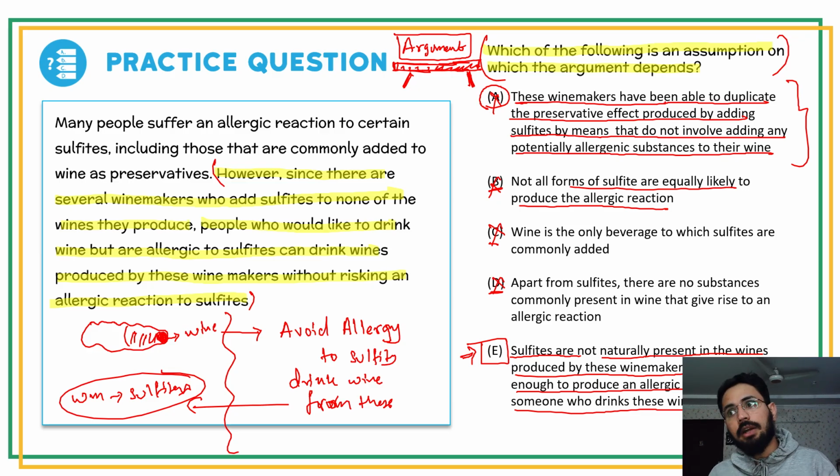To make an argument that, okay, if you're allergic to sulfites, winemakers add sulfites to their wines, go for winemakers who are not doing it, right? We'll have to assume it to make that argument. So the argument is dependent upon E. Again, that's one way of looking at it, but my way of looking at it is a little indirect. I don't know, whatever works for you, let me know in the comments.